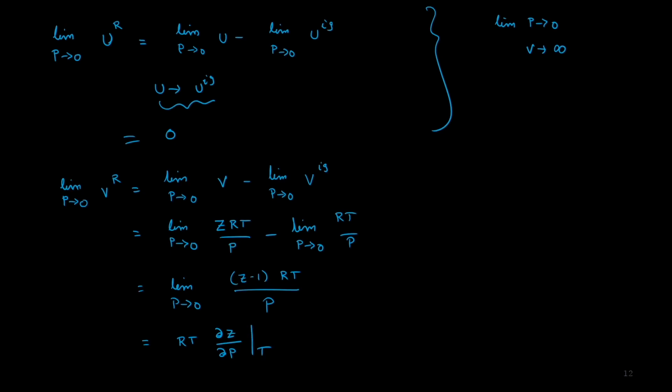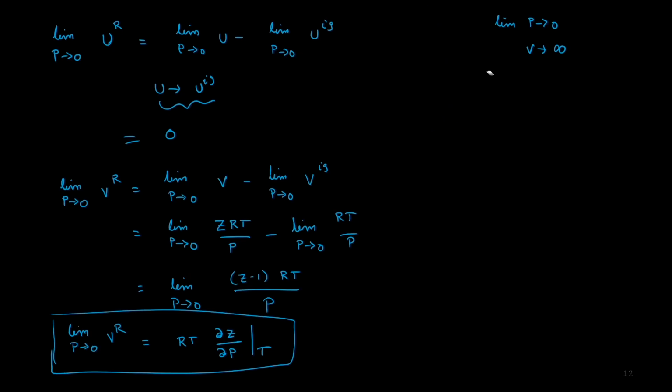So this limit as P goes to 0 for residual volume is going to be determined by the slope of the Z versus P curve at constant temperature as we approach 0 pressure. So it is finite, but it doesn't have to be 0.